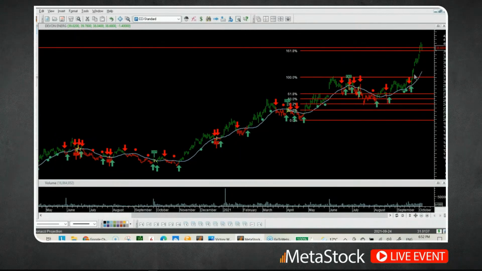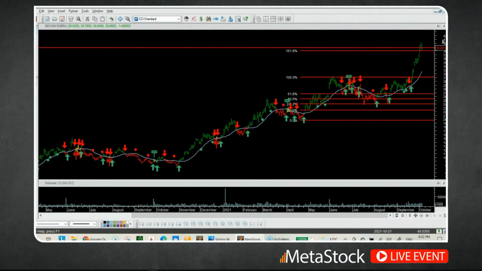So we blew through the 100% level. We usually look at another level in here, which is the 127.2% level, and then the 161.8. So based on what I'm seeing here, I would absolutely at least take some profits, if not all of it. That's a very nice trade.